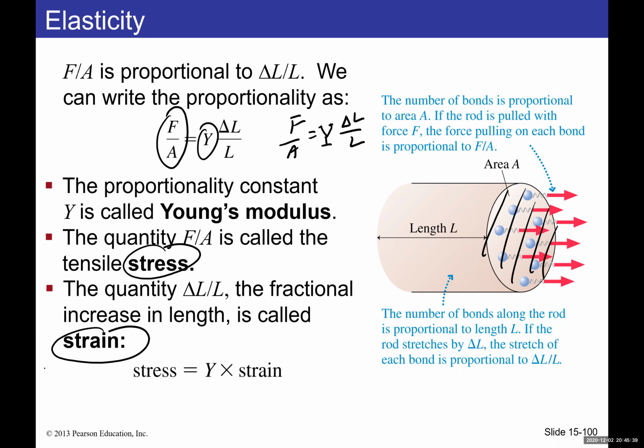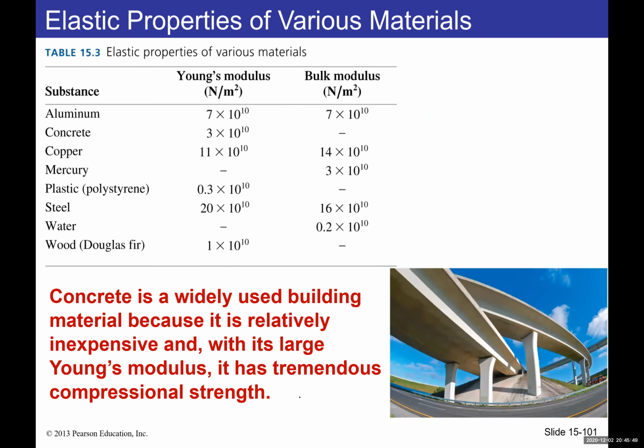And then one thing we can say is that the stress, which is F over A, equals the modulus times the strain, which is delta L over L. So the Young's modulus equals stress over strain, or basically F over A over delta L over L.